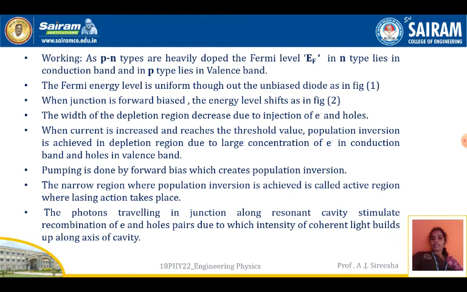Now if you look here, the width of the depletion region decreases due to injection of electrons and holes. So forward biasness is causing the pumping. Pumping means raising of atoms to higher energy levels. So more and more electrons are coming to the conduction band. Therefore, when current is increased and reaches a threshold value, population inversion is achieved in the depletion region, due to which there is a large concentration of electrons in the conduction band and holes in the valence band.